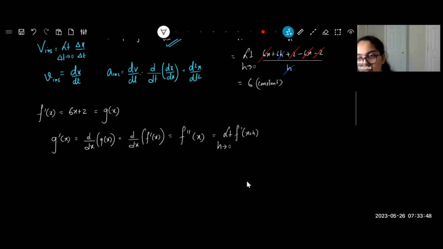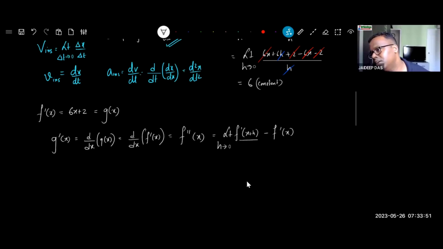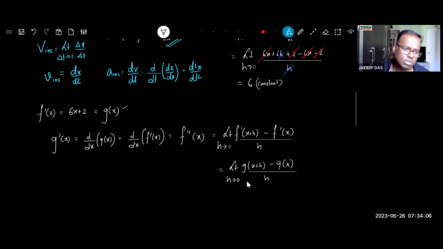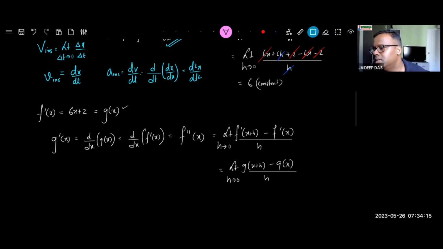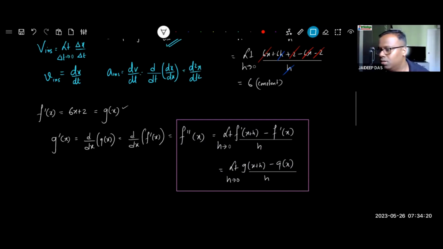The limit of h tends to 0, g(x+h) minus g(x) divided by h, because g(x) is nothing but f'(x). That's what we have assumed. The derivative will always be given by this particular formula. And instead of writing f''(x) out here, I write it as g'(x). The first derivative of g(x) is the same as the double derivative of f(x).